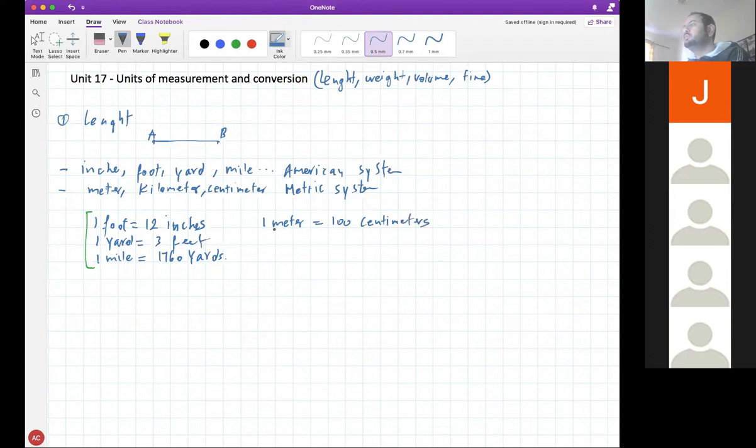Okay, so one meter, or let me just give you an idea. A meter is roughly a yard. It's almost exactly a yard. Not quite, but almost exactly a yard. So 1 meter is about a yard, and that yard has about 100 centimeters.